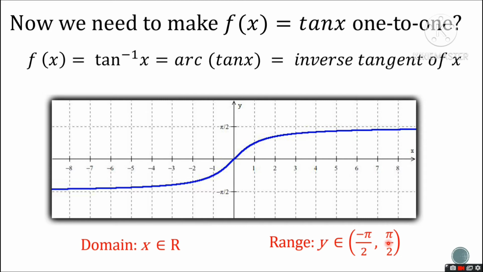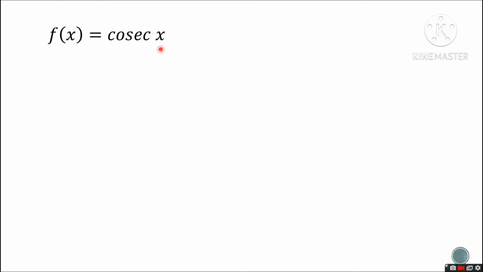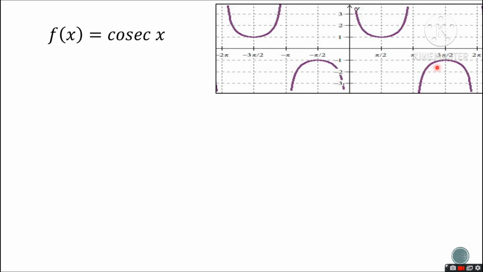Now what are the remaining functions which we will have to discuss? The remaining functions are f(x) equal to cosec x. The graph for f(x) equal to cosec x is like this. You will observe that when x is equal to pi by 2, the value of cosec pi by 2 is 1. At x equal to minus pi by 2, its value is minus 1. So the value of cosec x can be 1 to infinity, or it can decrease from minus 1 to minus infinity, right?